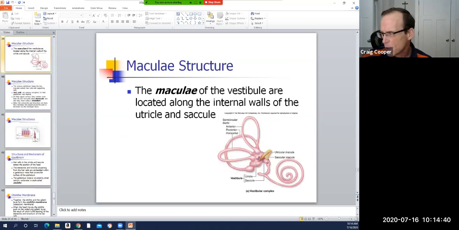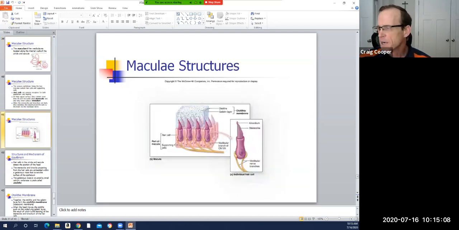So there's our macula. The macula is basically where the receptors are for the vestibular portions, for the saccule and the utricle. So the macula is kind of where the sensory receptors are. The rest of the space within the utricle or the saccule is going to be that gelatinous fluid. And so that gelatinous fluid will move and it will trigger certain structures in the macula. Let me pull up this slide right here.